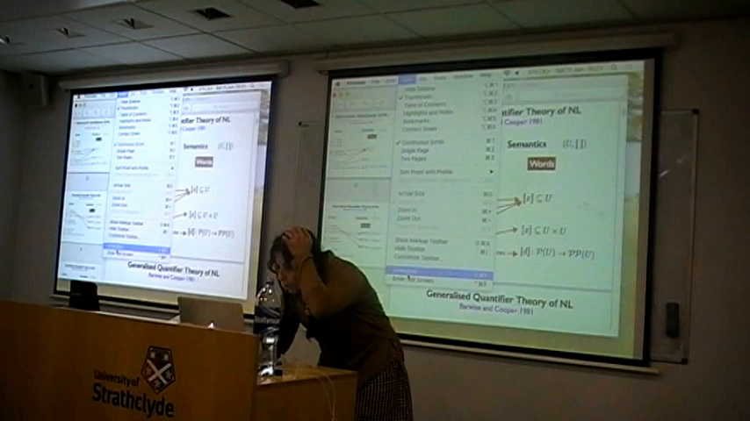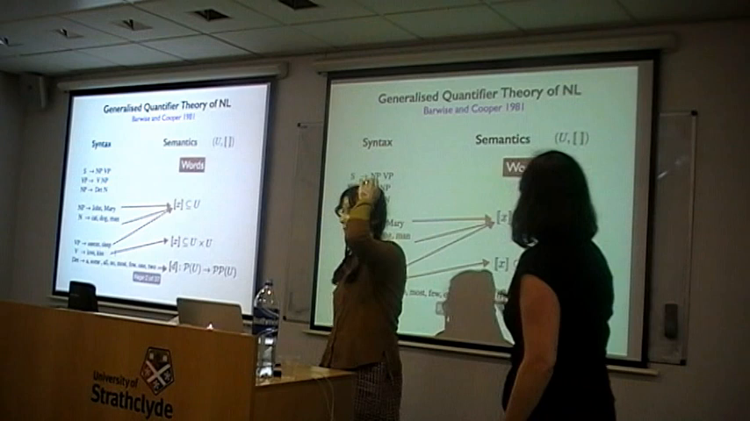Slideshow, and then just move the mouse away. Sorry, the control. Sorry, really? Okay. Slideshow. Okay.